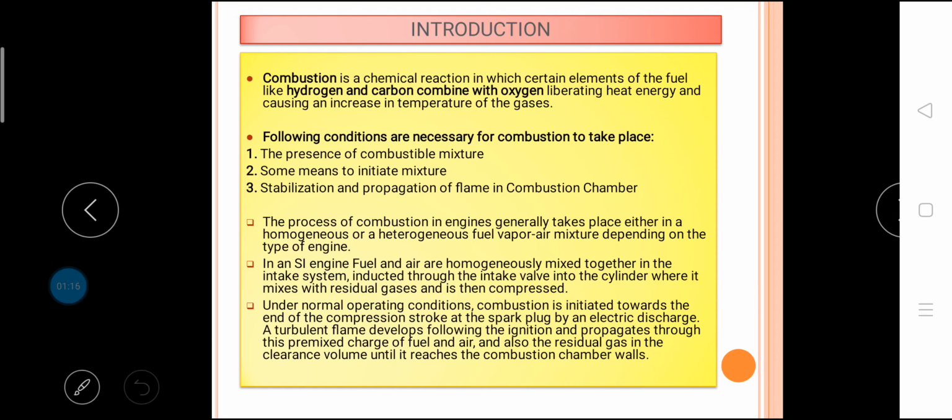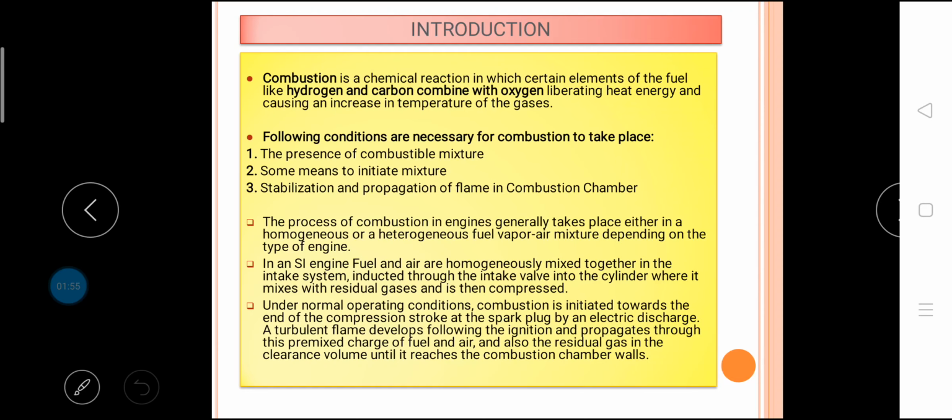The process of combustion in engines generally takes place either in a homogeneous or a heterogeneous fuel vapor air mixture depending on the type of engine. Let us discuss homogeneous mixture and heterogeneous mixture. Homogeneous mixture. In spark ignition engines, a nearly homogeneous mixture of air and fuel is formed in the carburetor. Homogeneous mixture is thus formed outside the engine cylinder and the combustion is initiated inside the cylinder at a particular instant towards the end of the compression stroke.